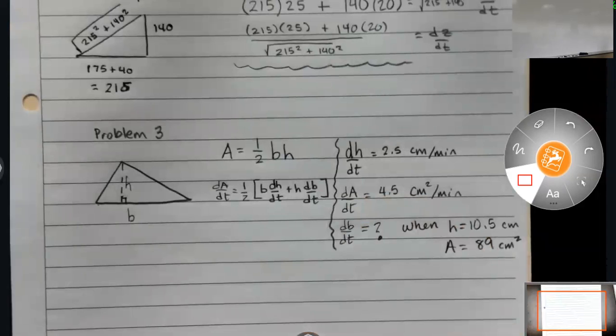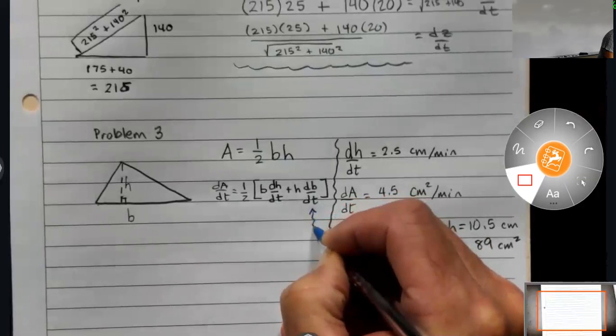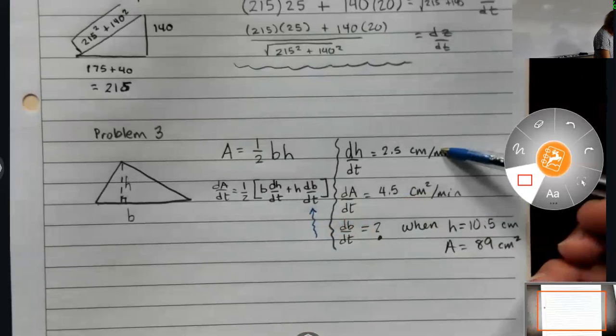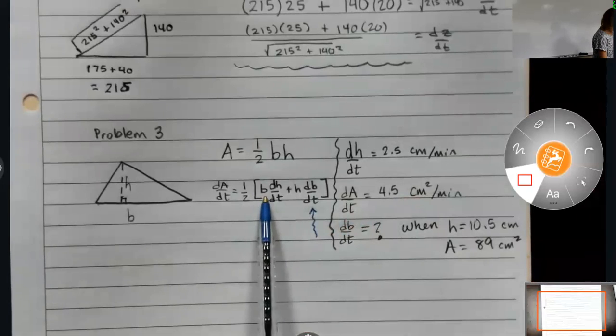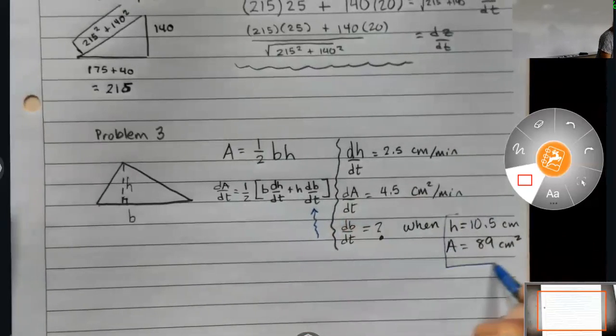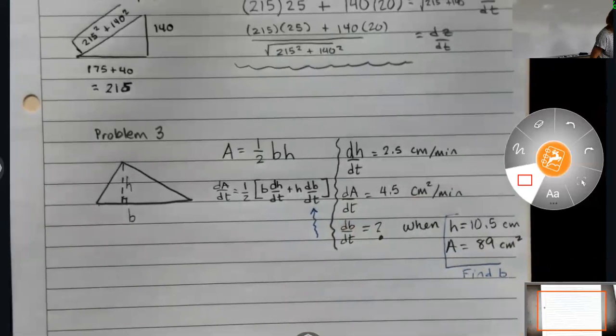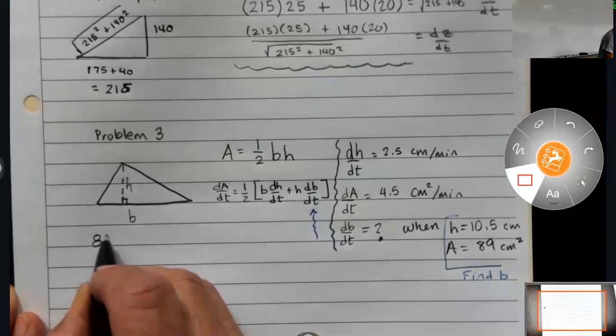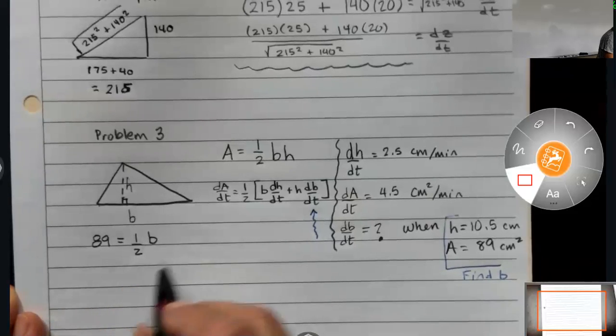All right, so when we look on that right-hand side, we're solving for dB dt. This is what we're solving for. Let's make sure we have numbers for everything else. We've got a number to put in for H. We have a number to put in for dH dt. We're going to need B. How are we going to get it? Go back to the top equation at that instant. We're going to find B at this instant. So let's do that over here. So I know that area is 89. B we don't know, H is 10.5.